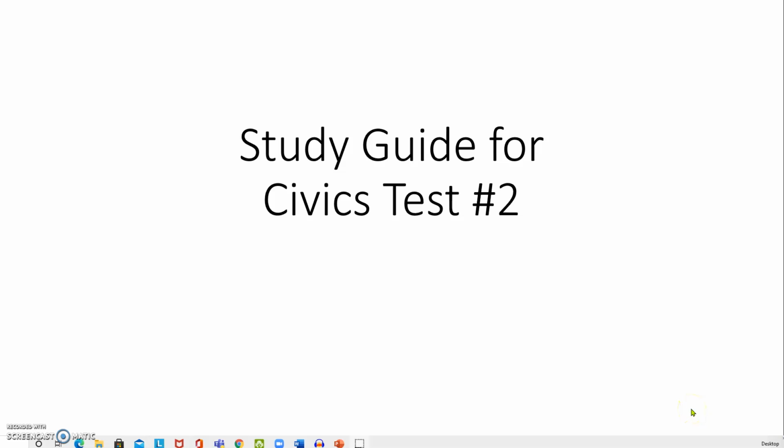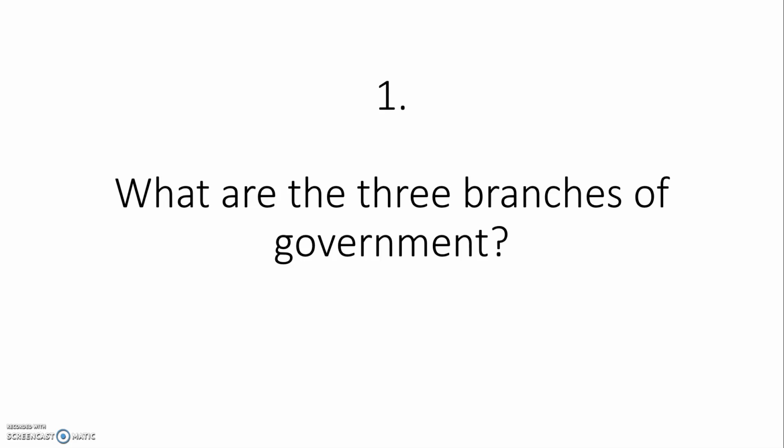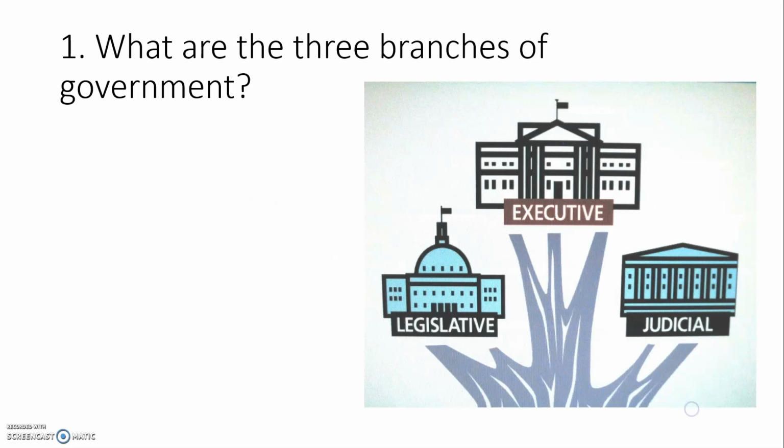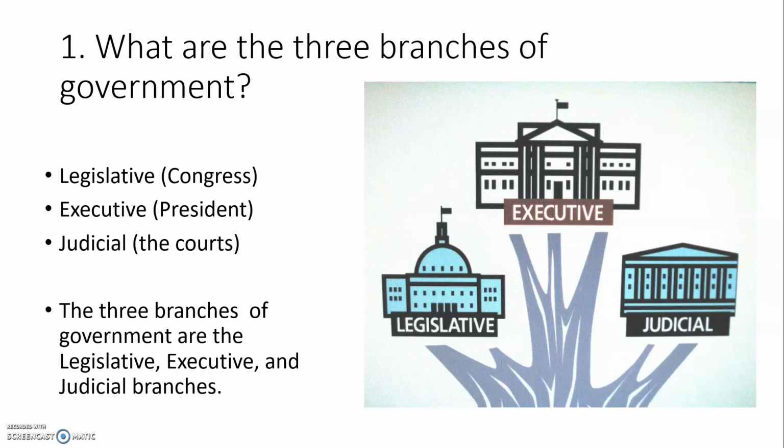This is the study guide for Civics test number 2. Question number 1. What are the three branches of government? The three branches of government are the legislative, or Congress, executive, or president, judicial, the courts. The three branches of government are the legislative, executive, and judicial branches.